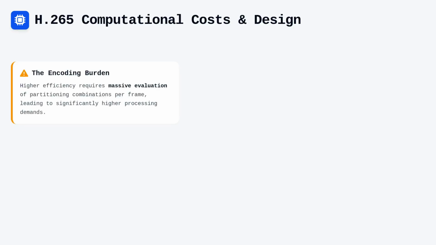However, this increased compression efficiency comes with a non-trivial computational cost that we must account for during the design phase of a surveillance project. Encoding H.265 requires significantly higher processing power because the encoder must evaluate a massive number of possible partitioning combinations before deciding on the optimal configuration for each frame. On the hardware side, this means that both the camera and the decoding client must be equipped with dedicated H.265 processing logic to avoid high latency or hardware strain.